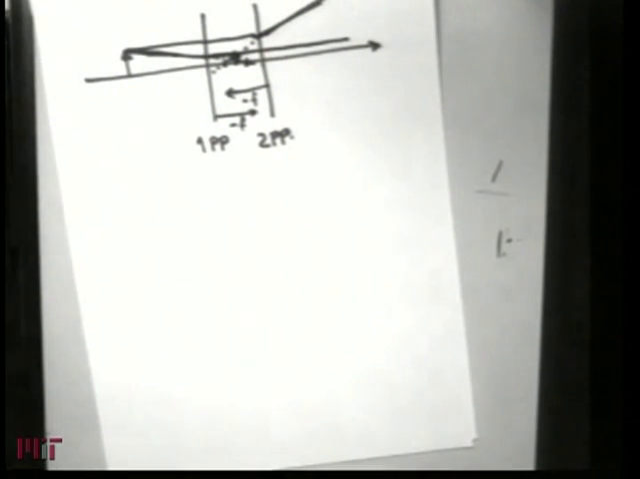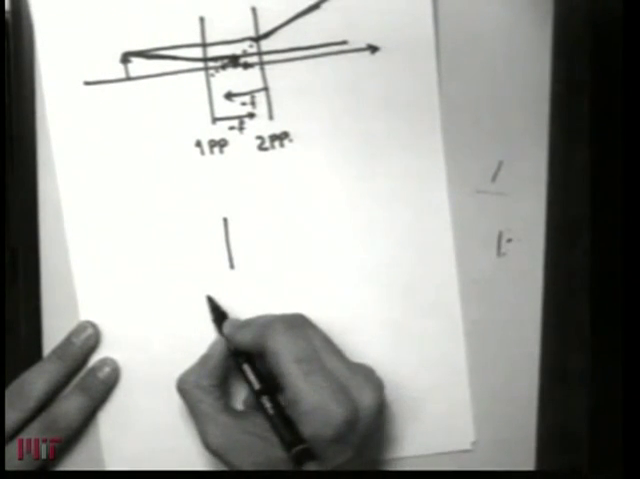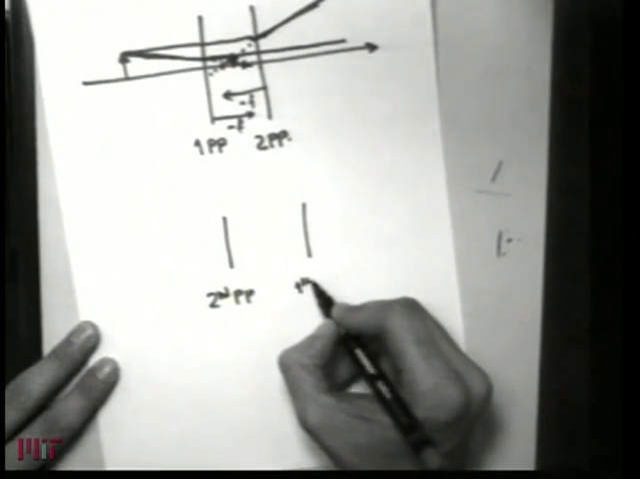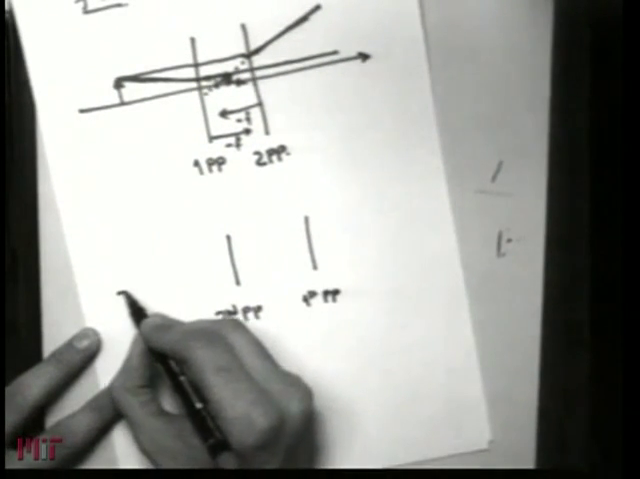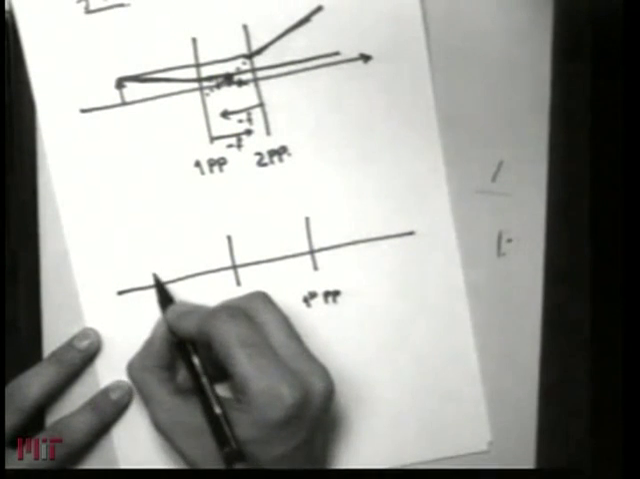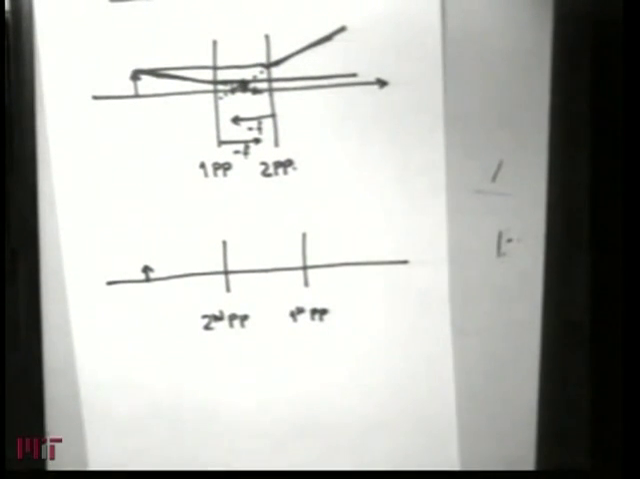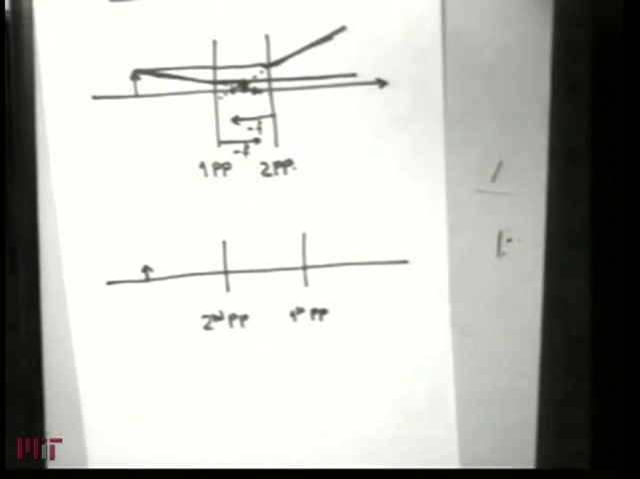What about this case? Can I have this? Of course I can. In fact, in the homework, you'll see a system that has that property. The second principal plane is to the left of the first principal plane. There's no rule or law against that. Nothing changed really. I can still do my ray tracing as before.